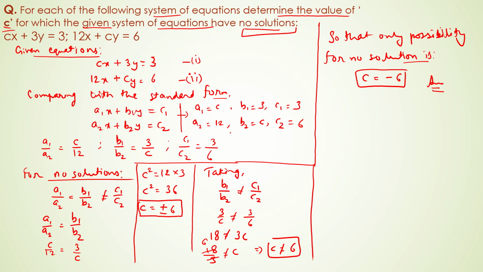So here we have learned about the concept of comparison of ratios of coefficients of a pair of linear equations, and we have determined the nature of the given equations on the basis of the comparison of the ratios of the coefficients of the pair of linear equations in two variables.